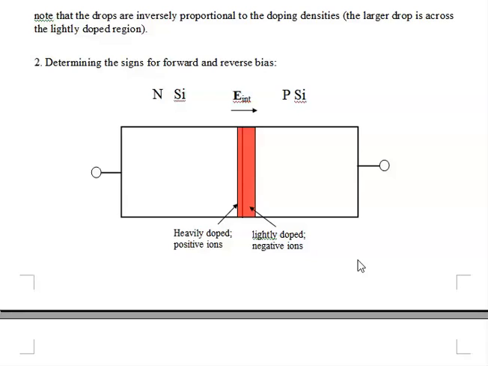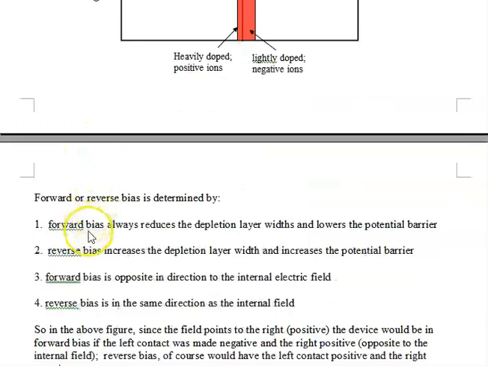So what would be forward bias? Well, forward bias, and we'll give the rules in just a few seconds, would be that voltage across the device which is in opposition to the internal field. So if the field goes this way, from left to right, in a positive direction, we want a field going in the opposite, negative direction. So the right side would be positive and the left side would be negative. Forward bias always reduces the depletion width and lowers the potential barrier.